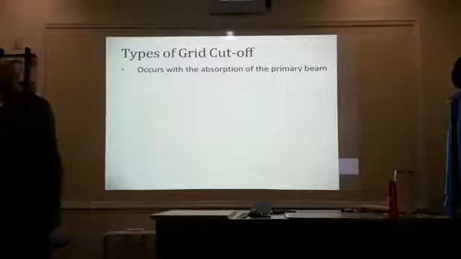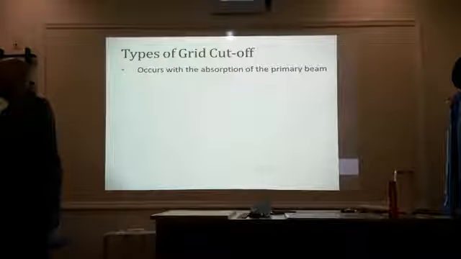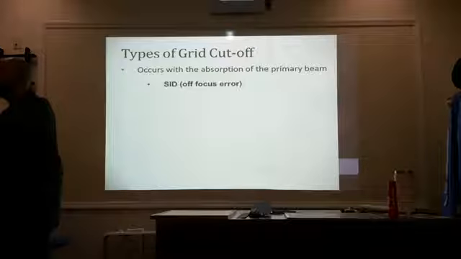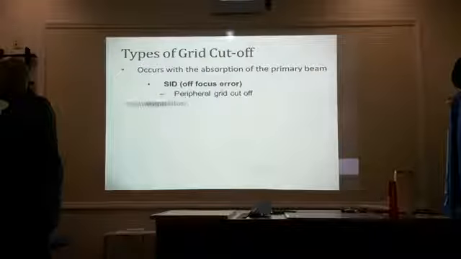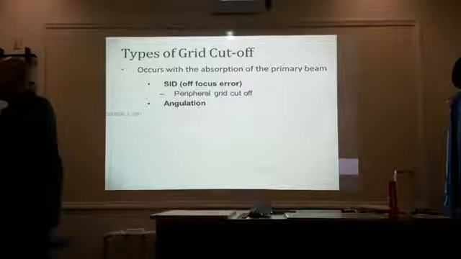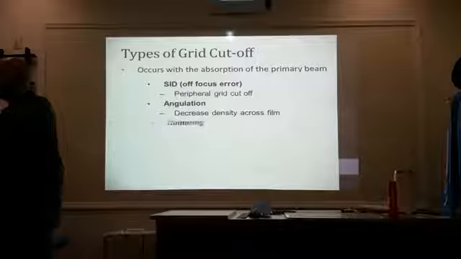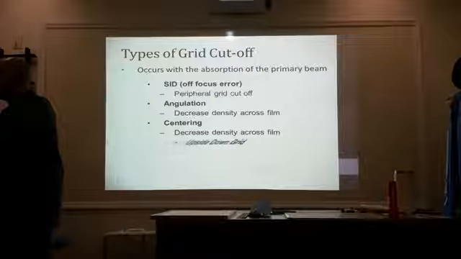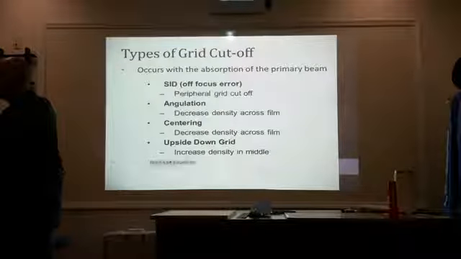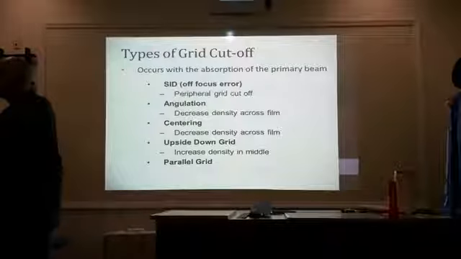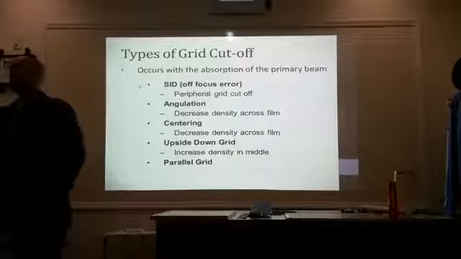Okay, what's grid cutoff? We just talked about that. Not only is your grid absorbing scattered radiation, but what else is it absorbing? Your primary beam, your primary radiation. We're going to be talking about, this is going to be quick, guys, so hang in there, your SID, your angulation, your centering, your upside down grid, and also your parallel grid.